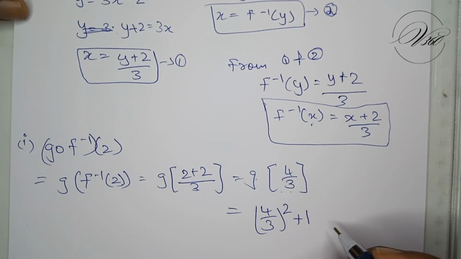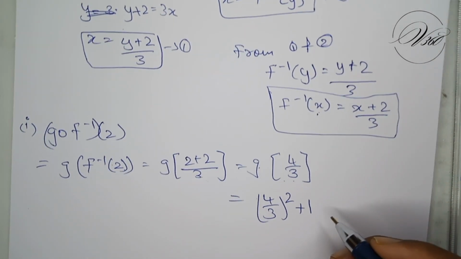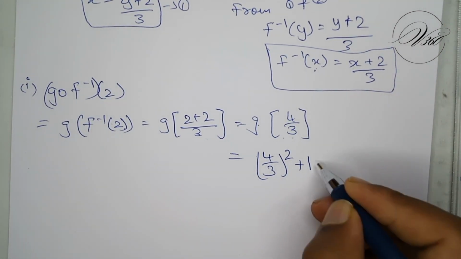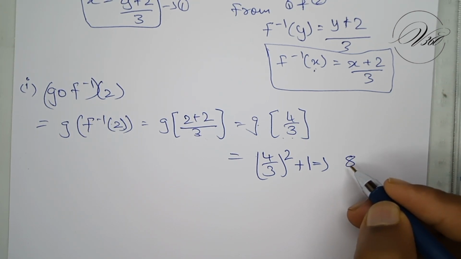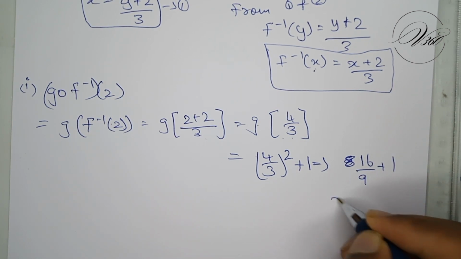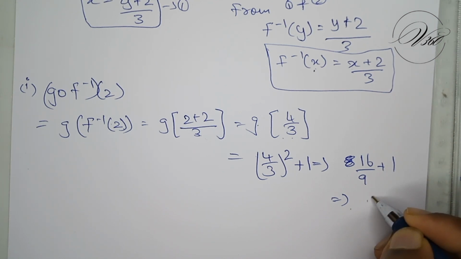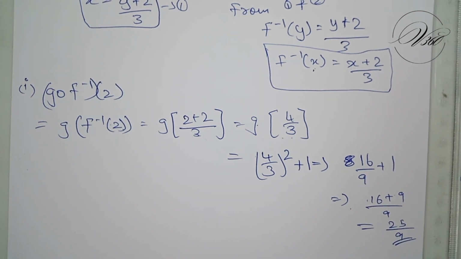Okay, I think now you can see clearly. Here 4 square is 16 by 3 3s are 9, plus 1. LCM: 16 plus 9, that is 25 by 9. 25 by 9 is the answer for g of f inverse of 2.